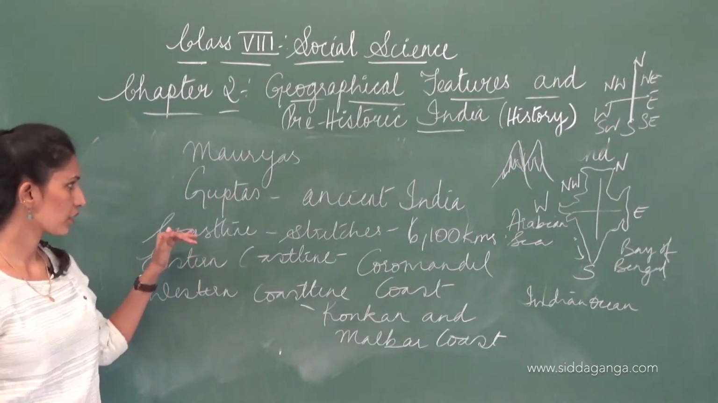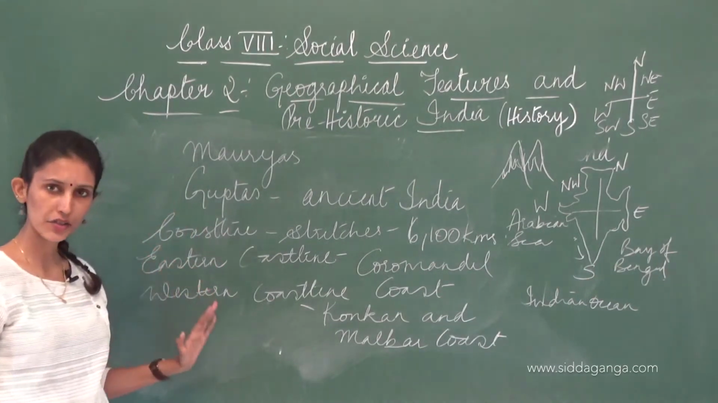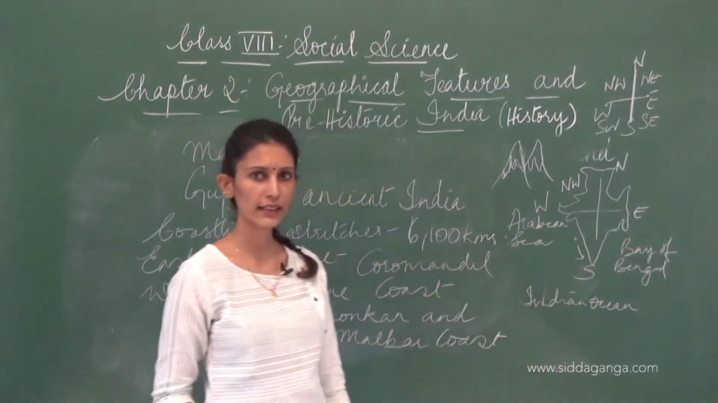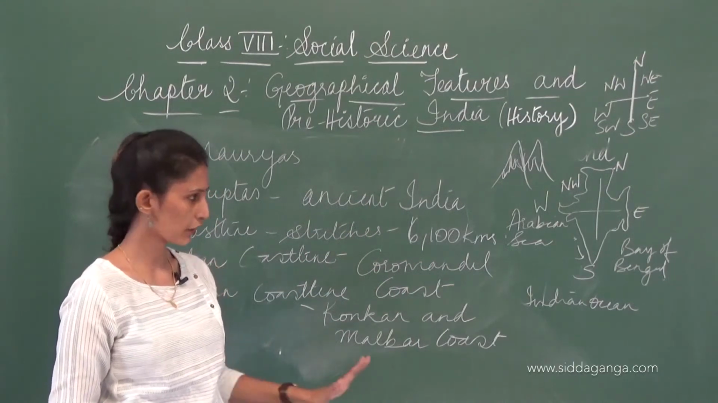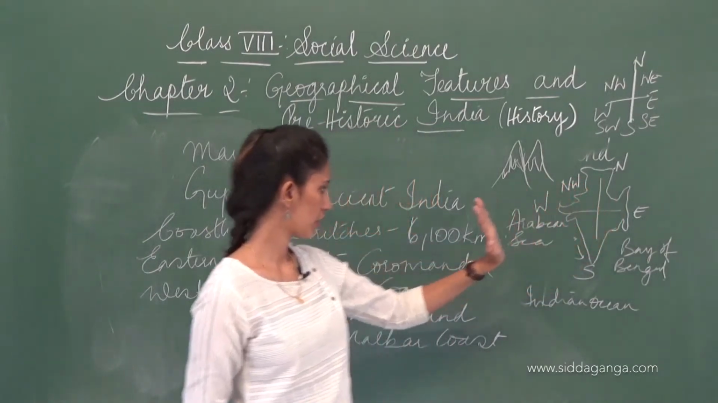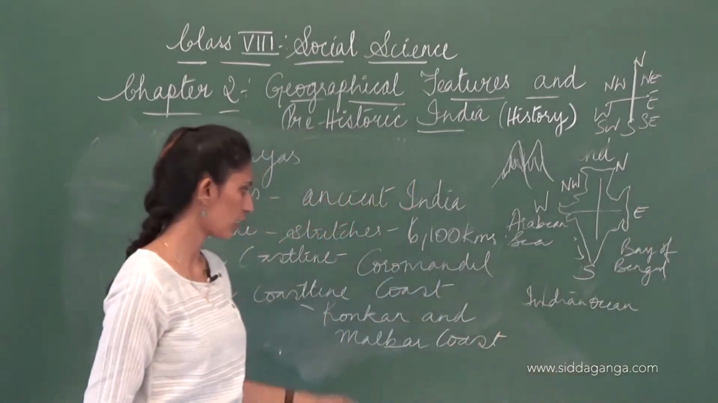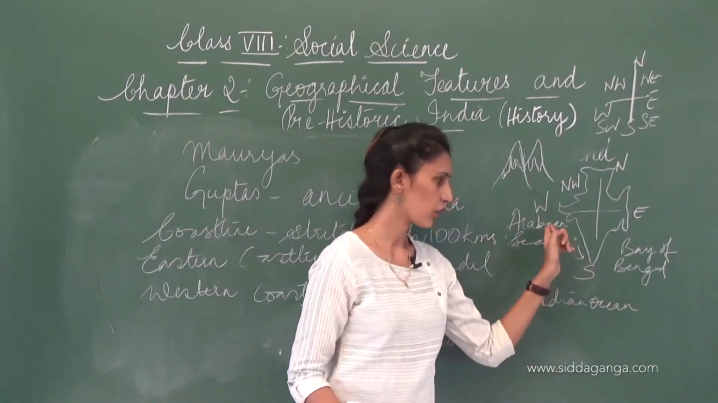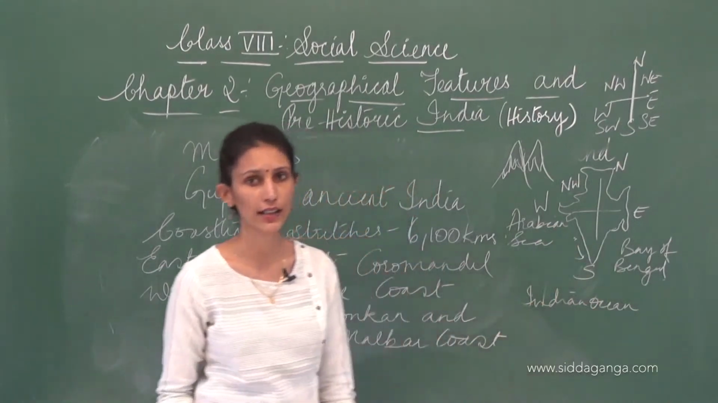Alright. So, two empires were very prominent ruling ancient India, that is the Mauryas and the Guptas, and the coastline with water stretches around 6,100 kilometers. The eastern coastline, this part, is called the Coromandel coast, and the western coastline, this part, is called the Konkan and the Malabar coast. Konkan is here on the top, Malabar is down. Okay.